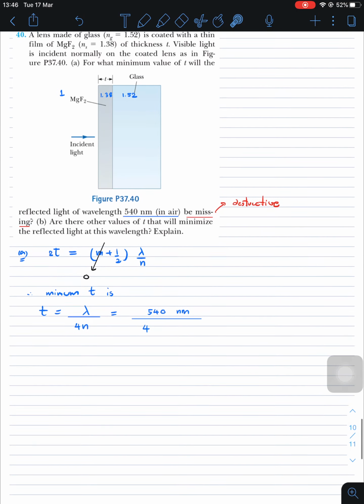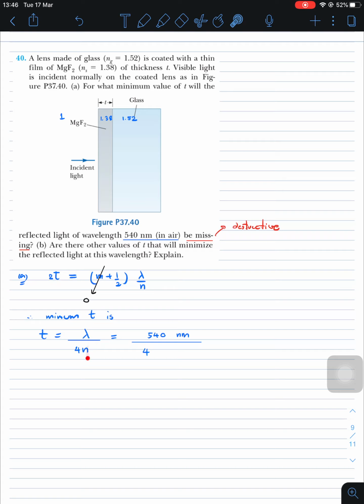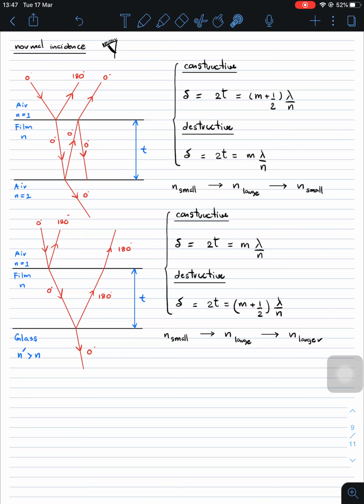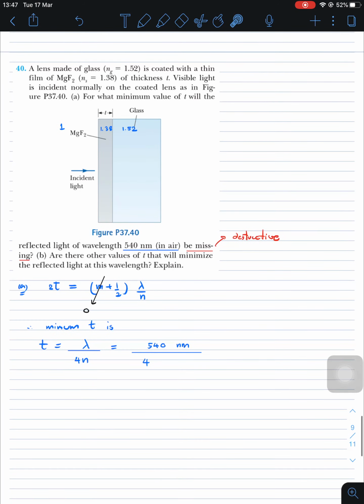What is this n? Now you can see that we have three n values, but which one should we pick to use? This n will be the one that gives the path length difference, right? If we look at this, the path length difference just occurs inside the film, and our film is the magnesium fluoride. Then we can see that this n must be equal to 1.38. So don't forget this one: this n is for the film, equal to 1.38 here.